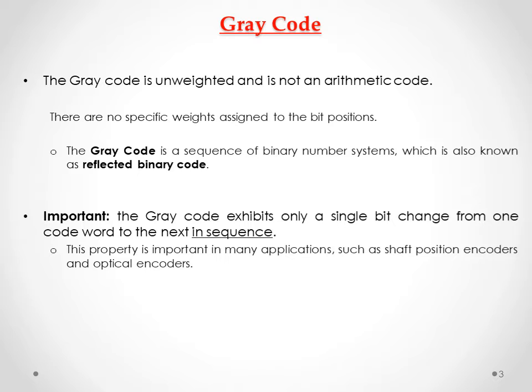Gray code is an unweighted code and it is not an arithmetic code. That means we do not use it for addition and subtraction. Gray code is a sequence of the binary number system, also known as reflected binary code. The most important property of gray code is that it exhibits only a single bit change from one code word to the next in the sequence. This property is important in many applications such as shaft position encoders and optical encoders.